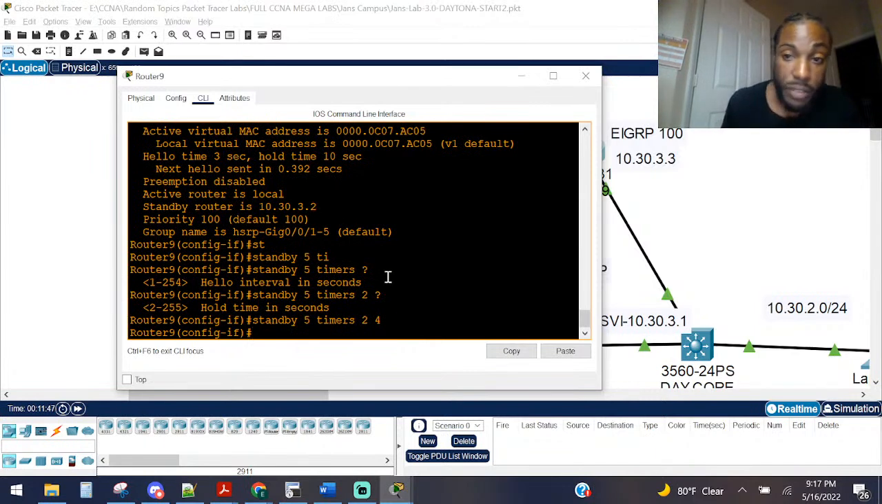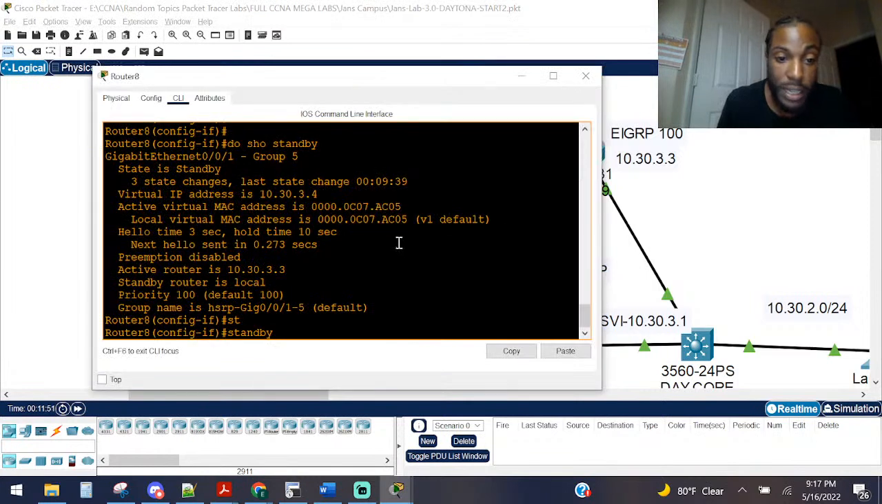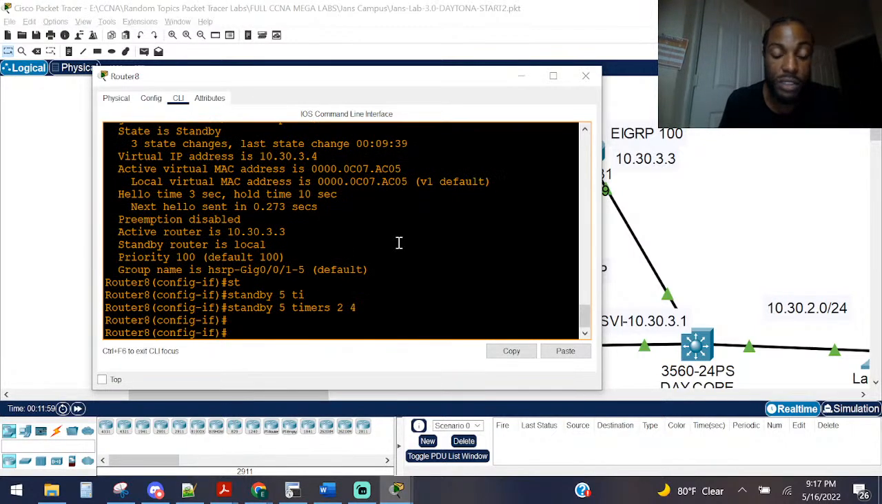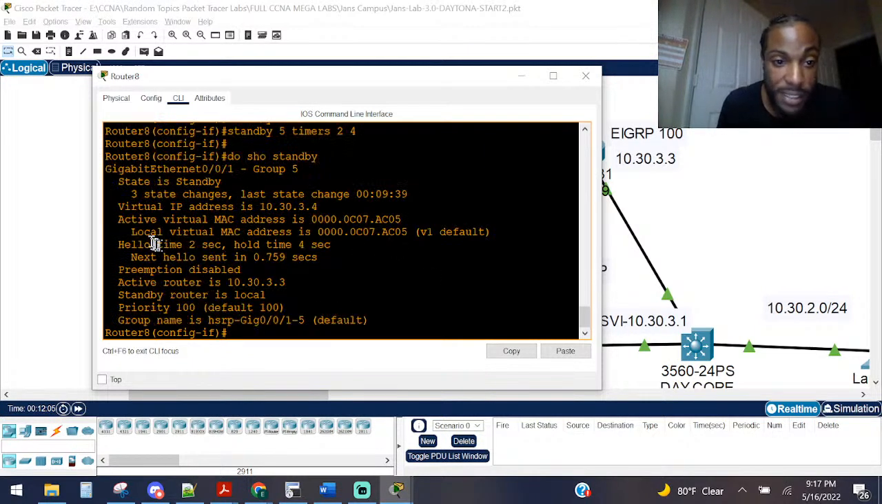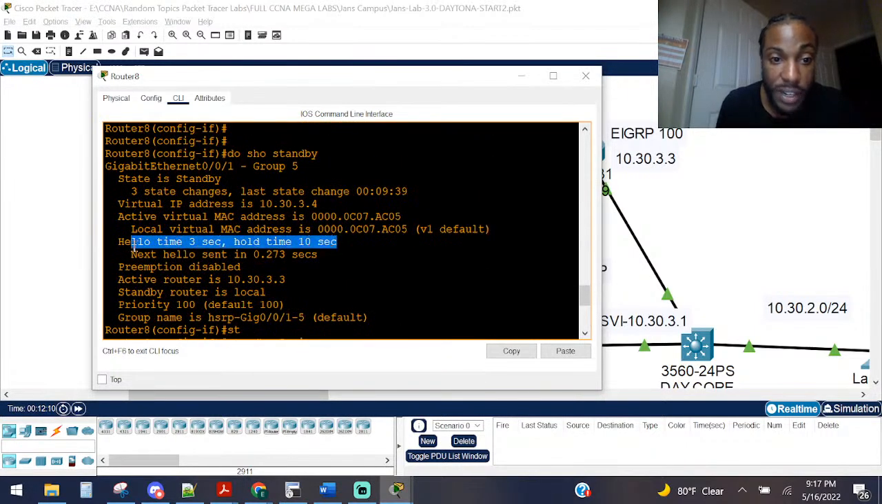2 and 4. Now let's do the same thing on this side over here. Standby 5 timers 2 4. Now the timers are set. Let's verify. Do show standby. And we got the timers now set to 2 and 4 as opposed to 3 and 10, right? That's the default ones, right?